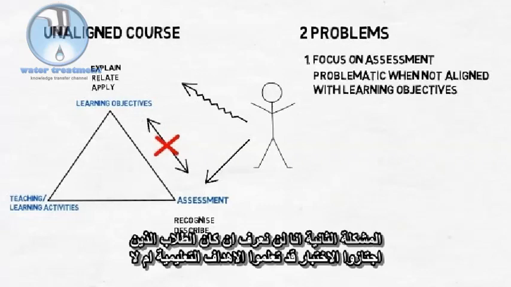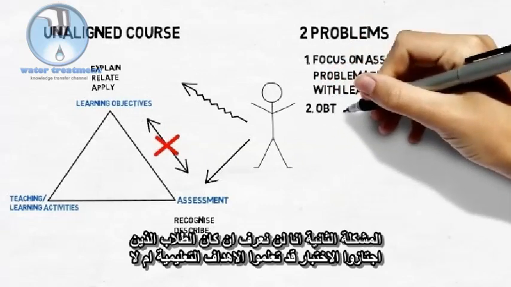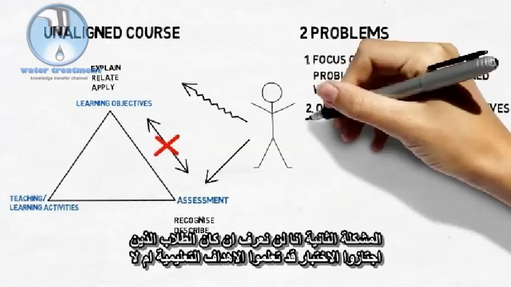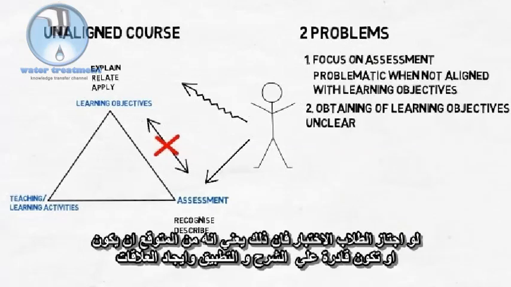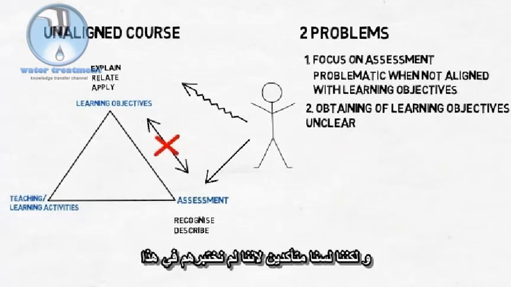The second problem is that we don't know whether students who have passed the course have actually obtained the learning objectives. If a student has passed our course, he or she is formally expected to be able to explain, relate, and apply. But we don't actually know if that's the case because we didn't test for it.